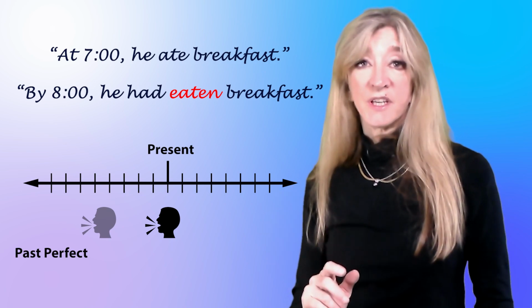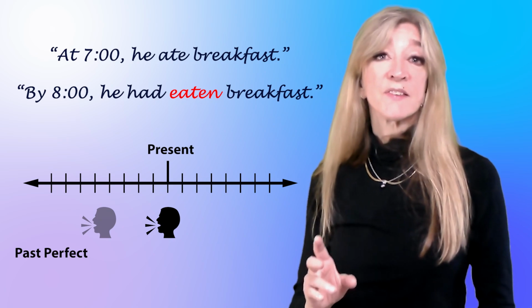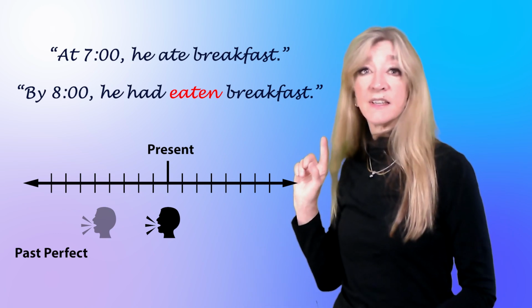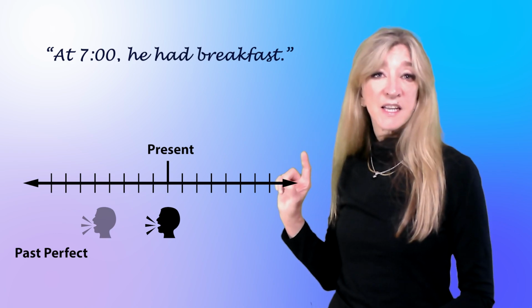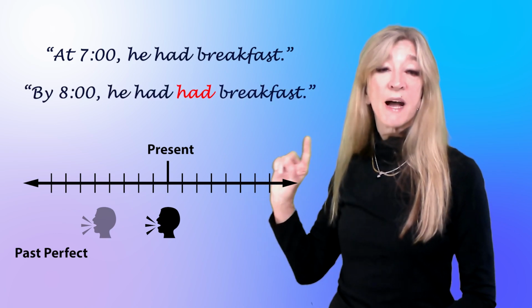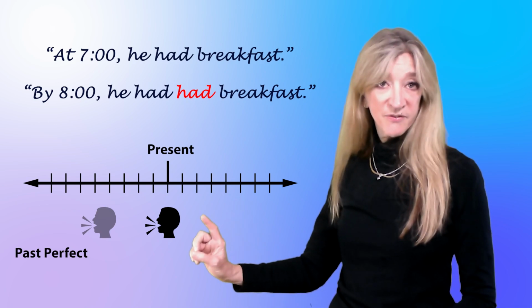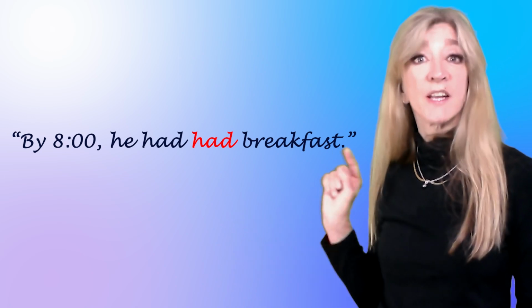Now, oftentimes in English, the verb to eat is interchangeable with the verb to have. We can say, I had breakfast or I ate breakfast. So in these sentences, let's change that eat to have. At 7 o'clock, he had breakfast. By 8 o'clock, he had had breakfast. That's how we say it. Even if you have to put two hads together, it's correct.